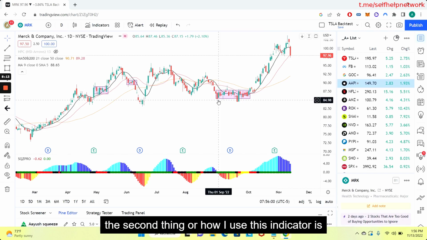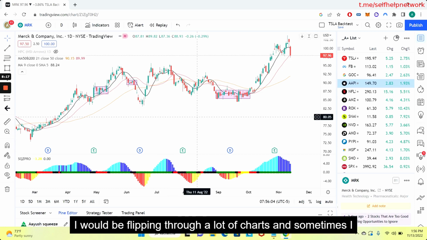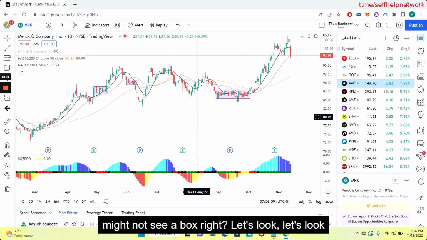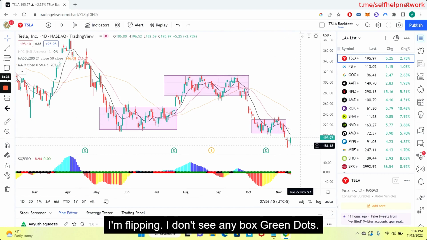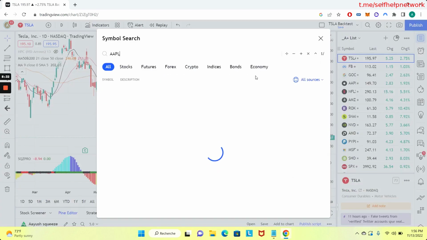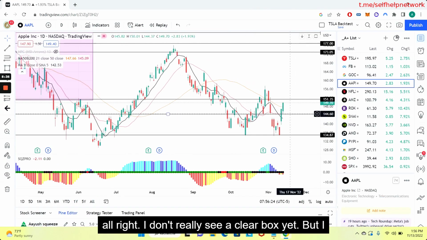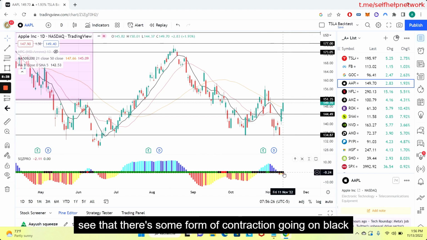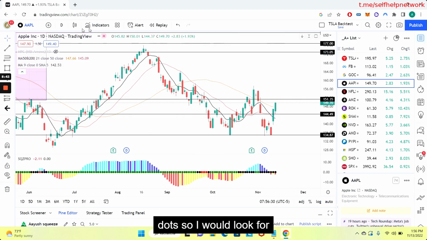The second thing, or how I use this indicator, is I would be flipping through a lot of charts, and sometimes I might not see a box, right? Let's look at some examples. Let's say Tesla, right? I'm flipping, I don't see any box, green dots, okay, I won't really care then. Apple, all right, I don't really see a clear box yet, but I see that there is some form of contraction going on, black dots. So I would look for a box.